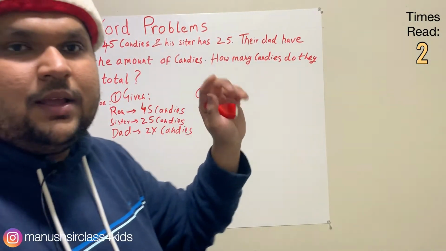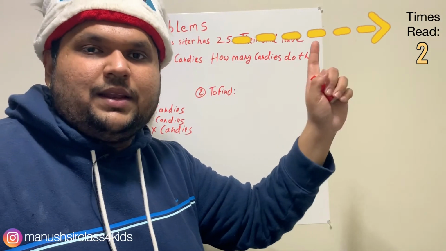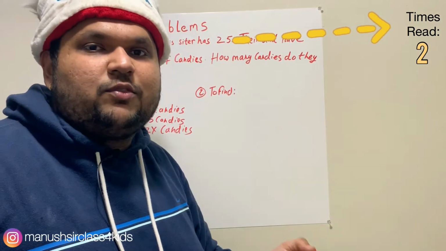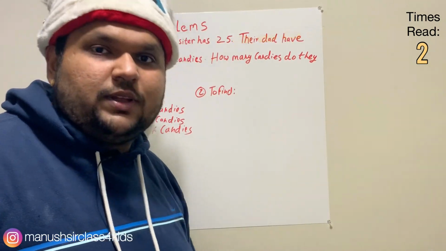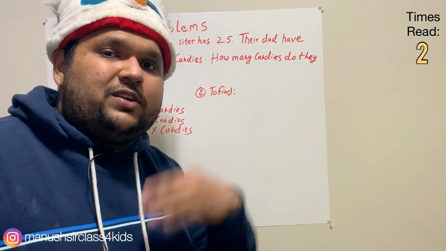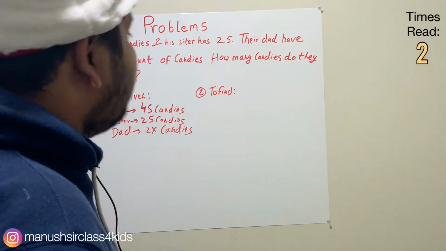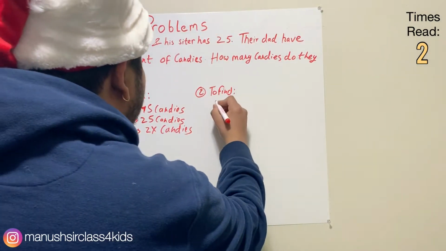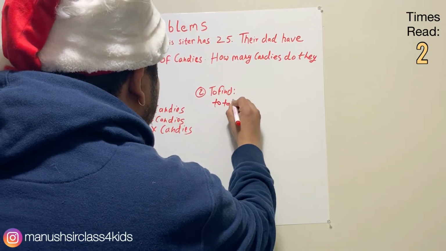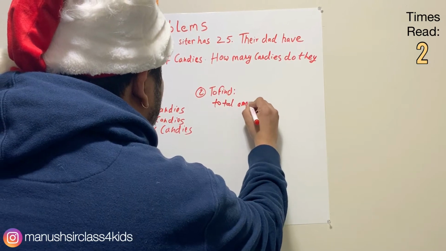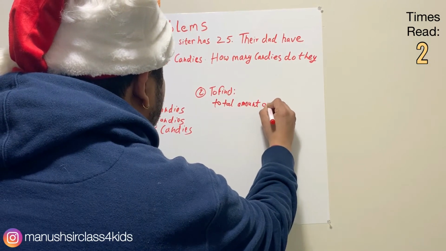I will have a counter at the end here, which will count how many times I read the question. Make sure that you read the question again and again. So to find total amount of candies, I'll write total amount of candies.